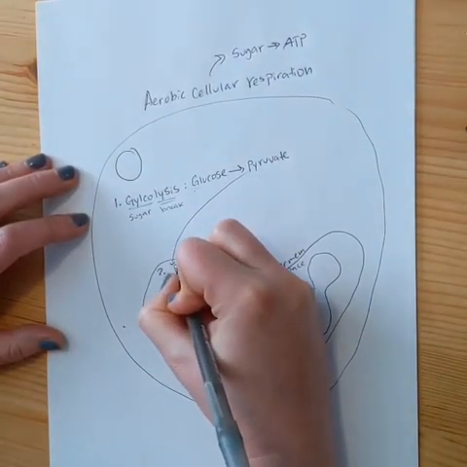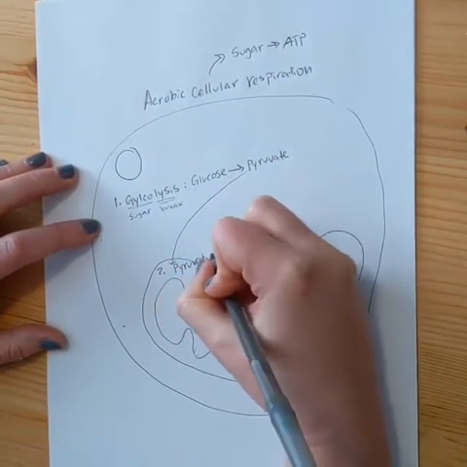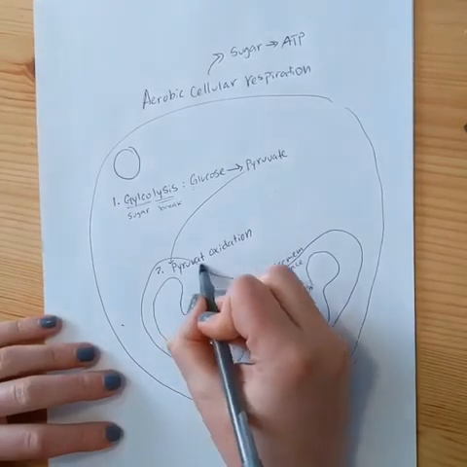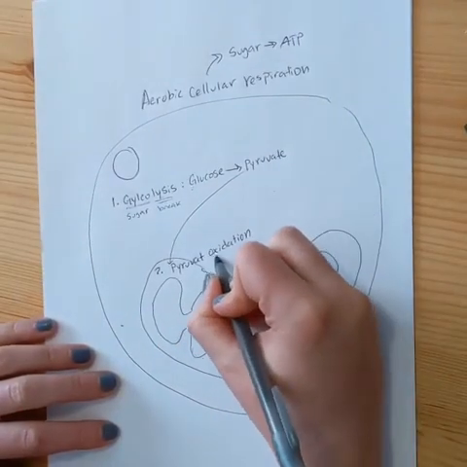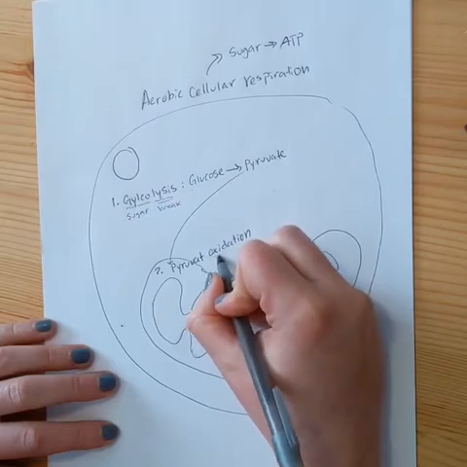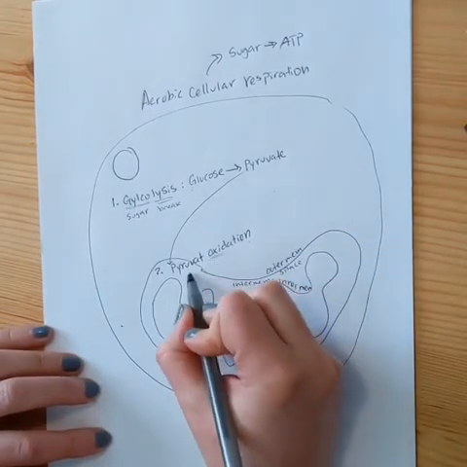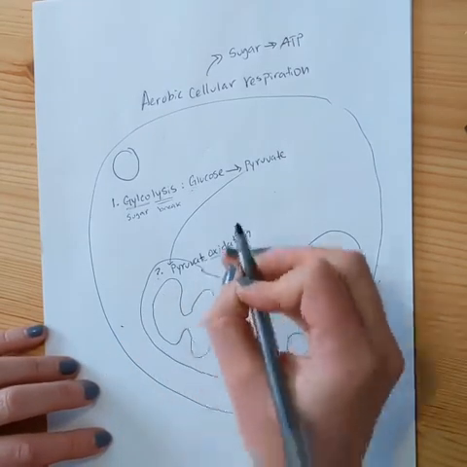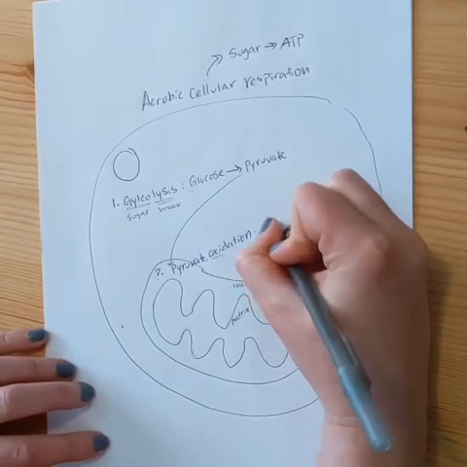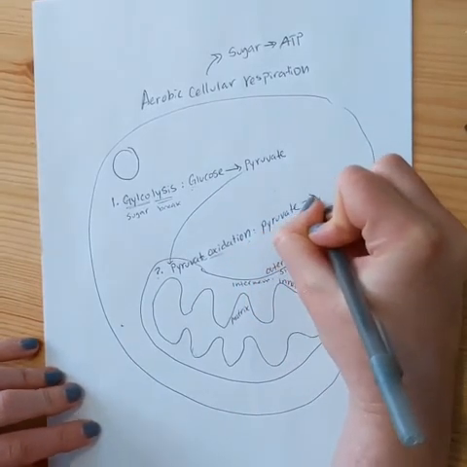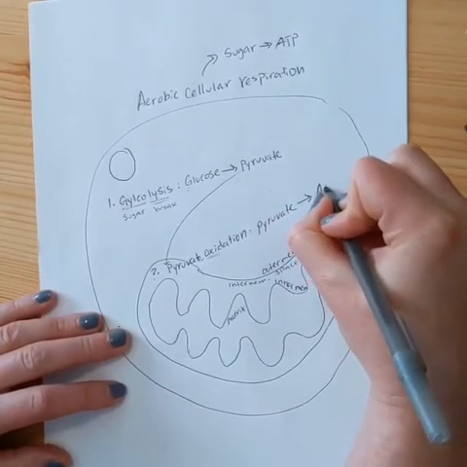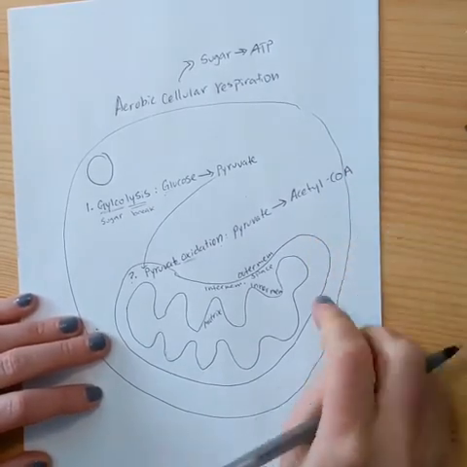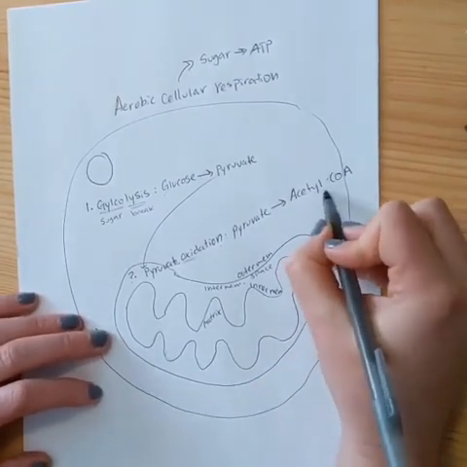Step number 2 is called pyruvate oxidation. So oxidation is going to be the loss of electrons. Now, pyruvate oxidation occurs in the intermembrane space, and what happens is you take your pyruvate and you turn it into another molecule that's called acetyl, and then CoA, which stands for coenzyme A. Acetyl-CoA.